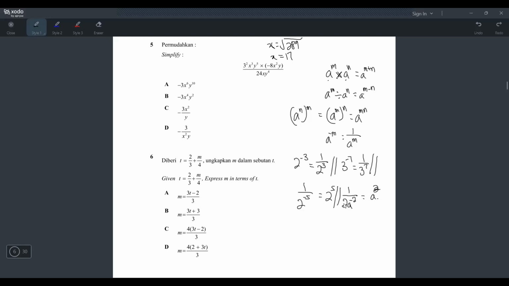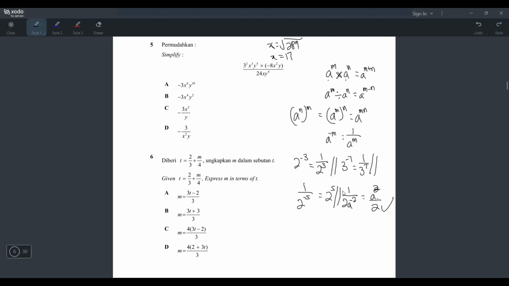But the 2, you cannot move up. You know why? You can only naik atas, turun bawah for benda yang ada kuasa sahaja. So only numbers yang ada power saja you boleh naik atas, turun bawah. Yang 2 ni ada power tak? Tak ada power. So the 2 duduk bawah. This is the correct answer.